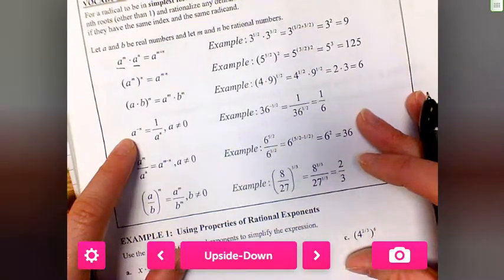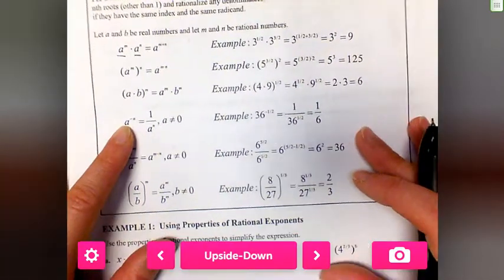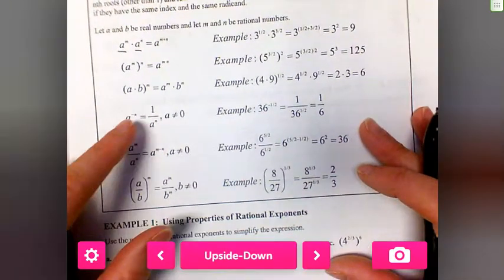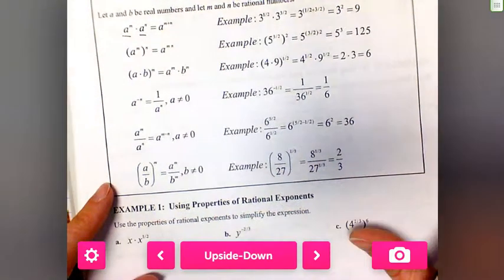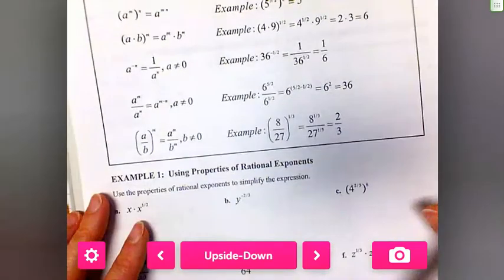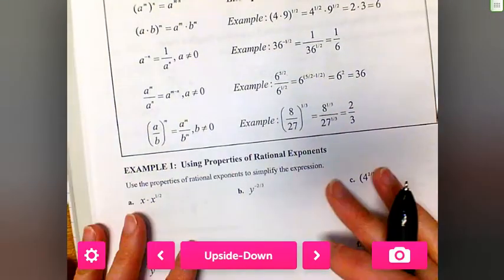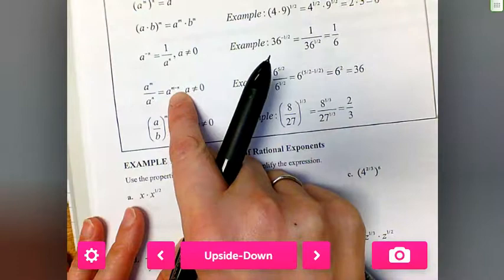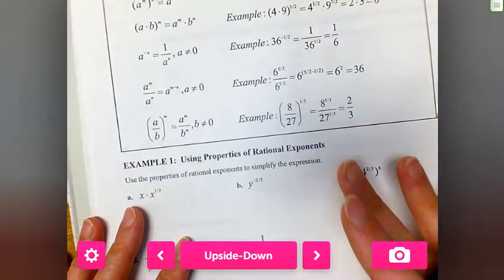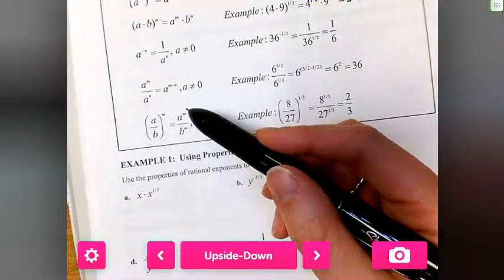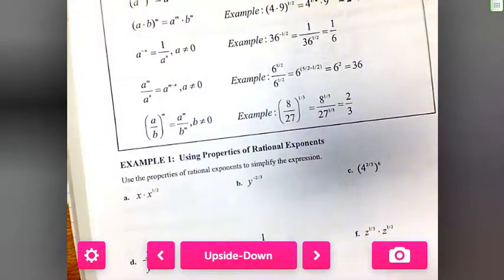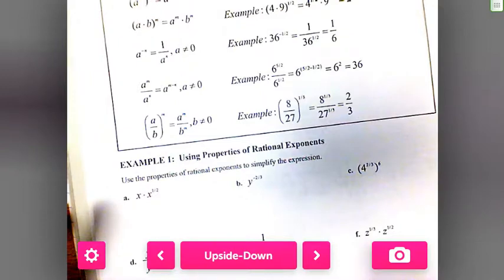If you have a to the negative n, it is 1 over a to the n. Okay. And if you have two numbers that are being divided, like a to the m over a to the n, you go a to the m minus n, you subtract the exponents. And remember, if you have a fraction raised to a power, the top and the bottom are both to that number. Okay, and then there's some examples right there.